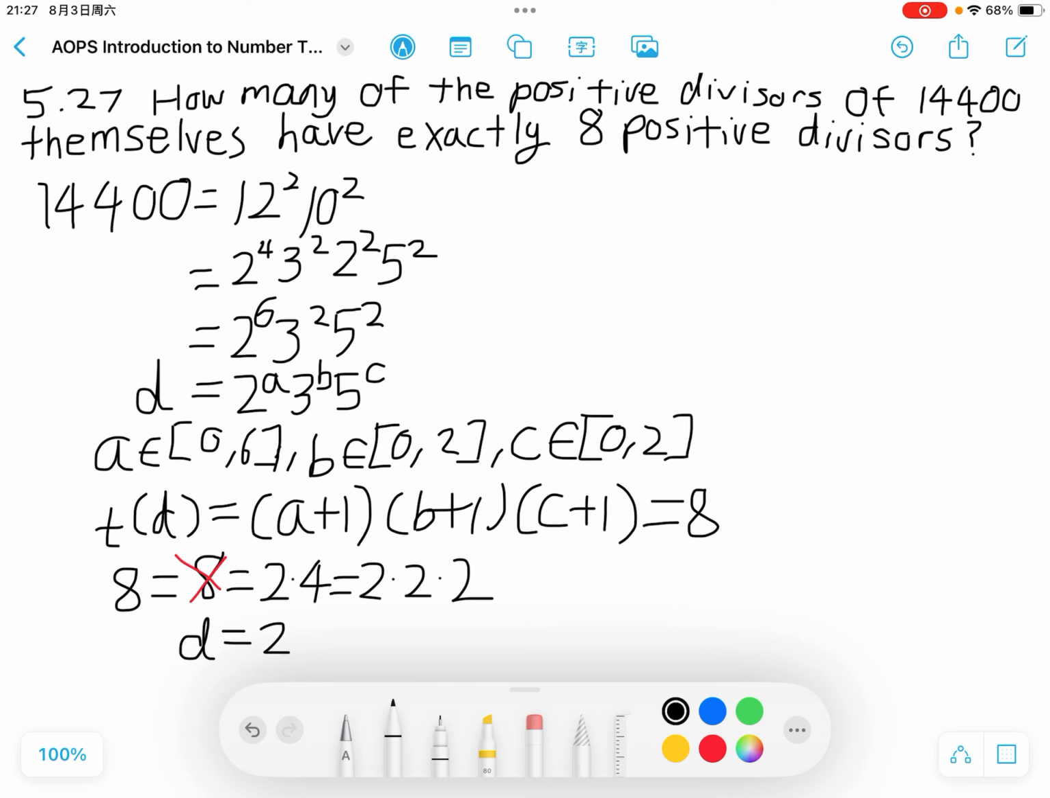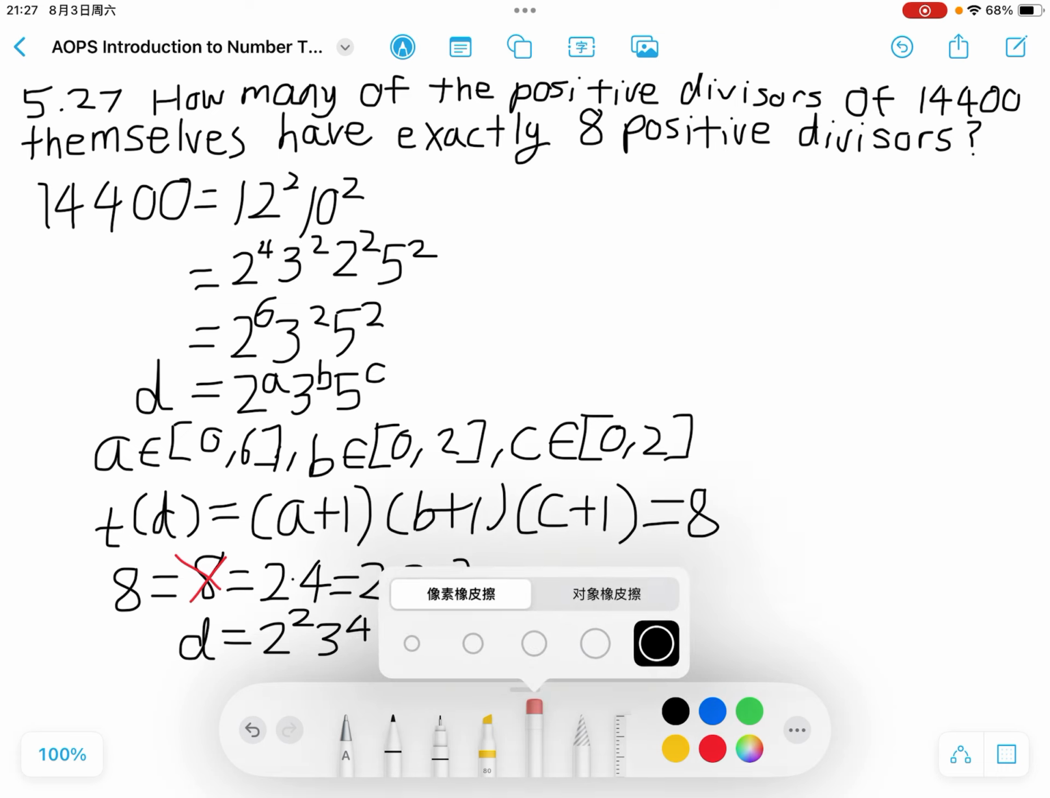So let's say we have 2 to the power of 2 times 3 to the power of 4. In this case, A is 2 and B is 4. A is in the range between 0 and 6. However, B is over its maximum. Its maximum is 2, and right now it's 4. So that doesn't work. The same reason applies for having 2 to the power of 4 and 5 to the power of 4. It's also out of range for C.